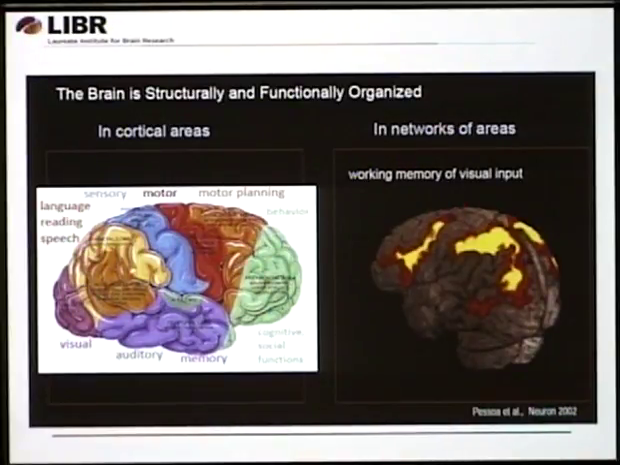But we also know that another level of organization is in networks of areas. What this simply means is that when the brain processes certain information, not only one region or one cortical area is activated, but there may be co-activation elsewhere. So they form networks. And that's what we believe now about how the brain is operating.